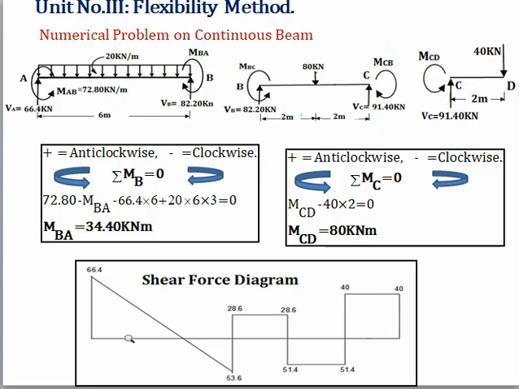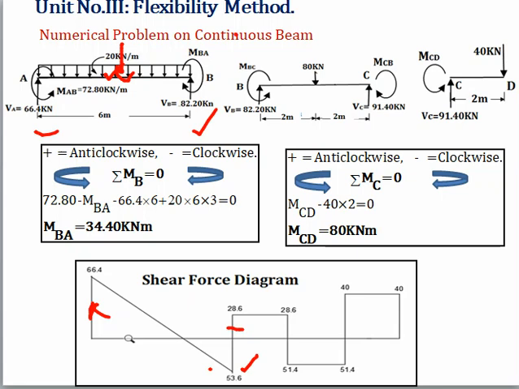So at A, the shear force is 66.4 kilonewton. So move up 66.4 kilonewton. Then the UDL, which is acting as a point load at the center, has value minus 20 into 6. So you will get the value 53.6, minus 53.6. Then add this reaction, that is our first redundant, whose value is 82.20. So minus 53.6 plus 82.20, we have 28.6.